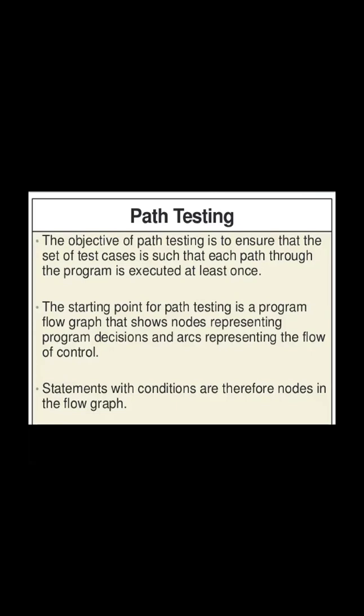So here in path testing, the objective of path testing is to ensure that the set of test cases is such that each path through the program is executed at least once. So you might have studied shortest path, that is source to destination. If you want to find out the shortest path, we will start from the source, then we will look for the edges which have the lowest distance, that we will choose.